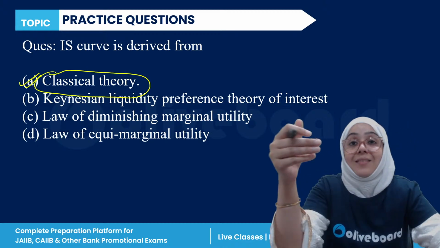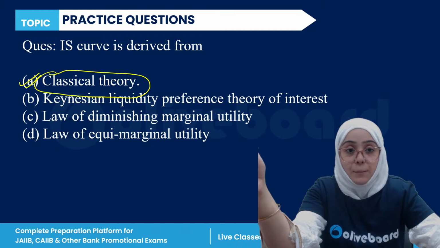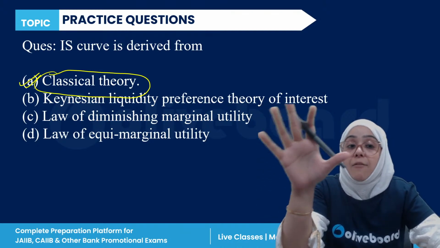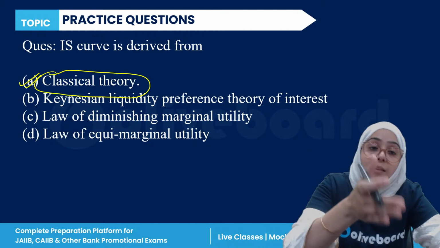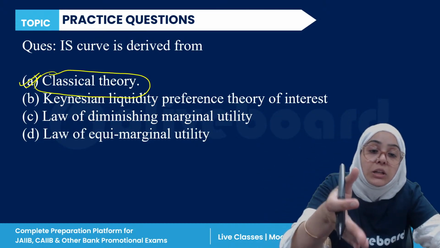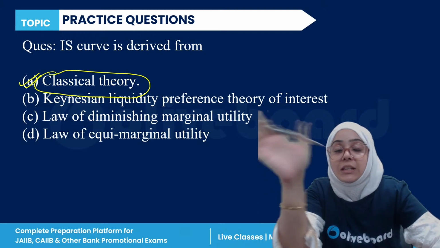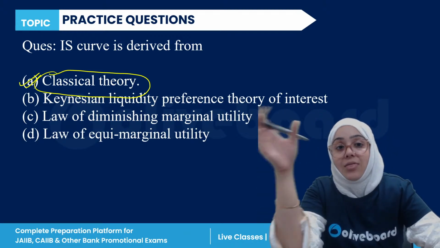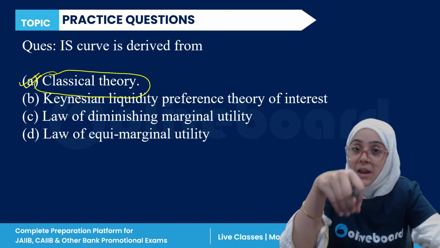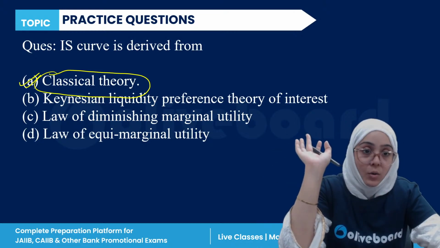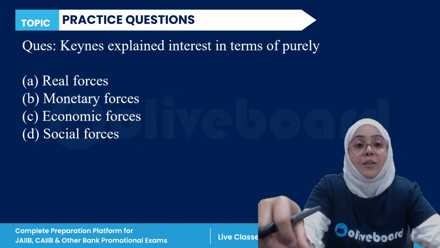Now this is the theories of interest chapter. In this chapter in the paid class we are going to discuss everything in detail. What is the classical theory, what is the Keynesian theory, what is the law of diminishing marginal utility, what is equi marginal utility, everything. Because these concepts are very lengthy, I'm not explaining them in today's MCQ session. So A is the correct answer here. Classical theory. Next question.